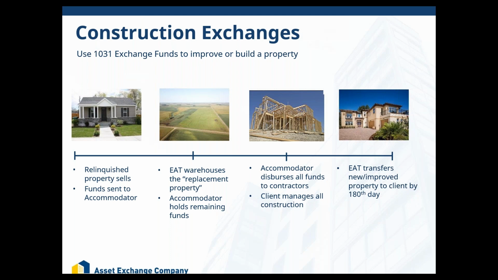Client goes out, they find a replacement property, but they want to do some improvements to it before they actually purchase it. Well, what can you do in that case? Well, you can do this thing called the construction improvement built-to-suit exchange. We again come in, we form that EAT. We take the proceeds that we're holding from this sale, we use those proceeds, and then we buy the replacement property. And then we oversee any improvements. Now, we're working hand in hand with the client, but any type of payments that need to go out, disbursements to contractors, subcontractors, we handle all of that.